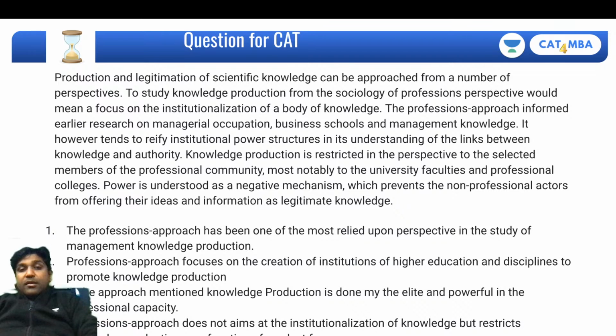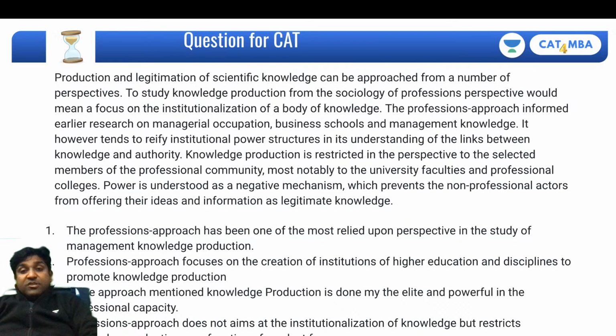Let's see one more question. Production and legitimation of scientific knowledge can be approached from a number of perspectives. To study knowledge production from the sociology of professions perspective would mean a focus on the institutionalization of a body of knowledge. The professions approach informs earlier research on managerial occupation, business school and management knowledge. It, however, tends to reify institutional power structure in its understanding of the links between knowledge and authority.